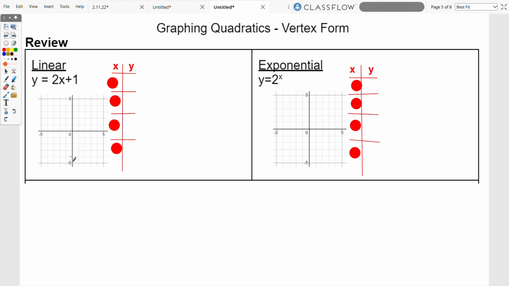Now we're going to be graphing some quadratics in something called vertex form. And so let's just do a little bit of review on how we graph different kinds of equations, right? So if we have a linear equation, we know the graph is going to be a line. Let's say we have y equals 2x plus 1.